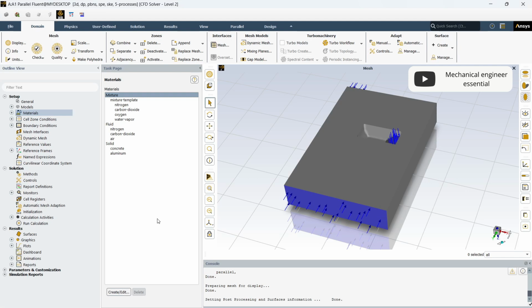Welcome to part 4 of our ANSYS Fluent tutorial series on simulating a car engine fire in a ventilated parking garage. If you're following along so far, great job!